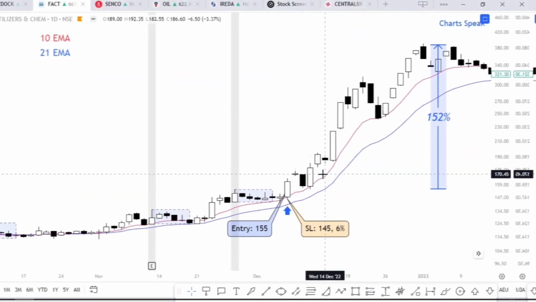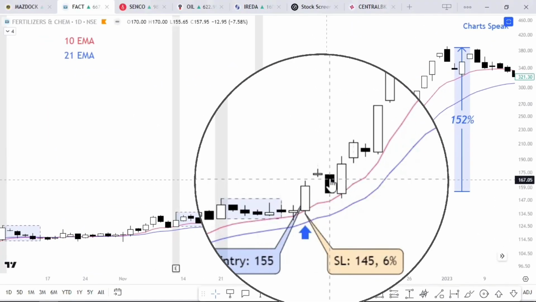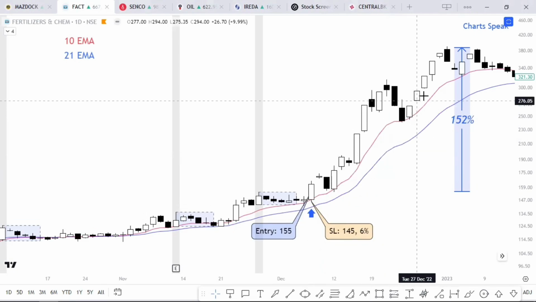After the breakout, the stock hit the 20% upper circuit back to back, and then it pulled back to its 10-day moving average and started moving up again.